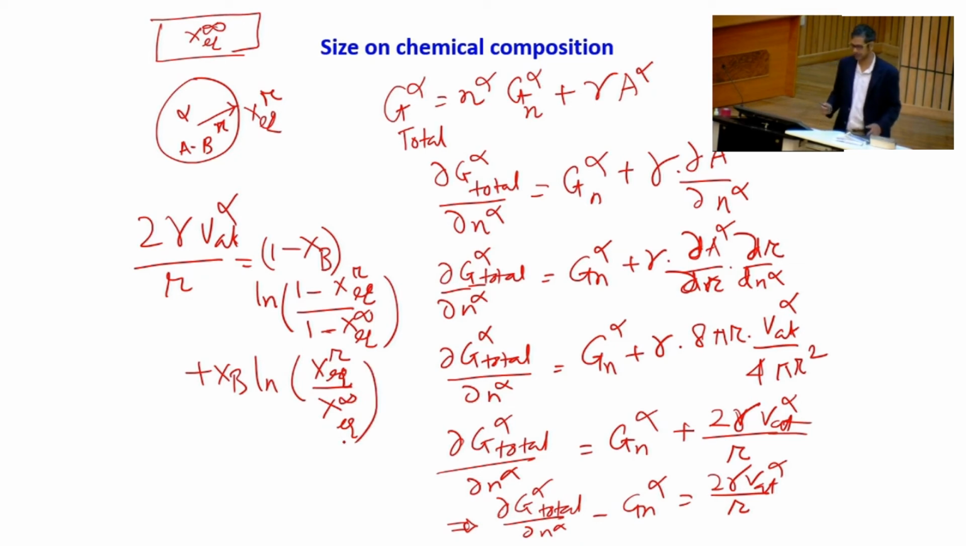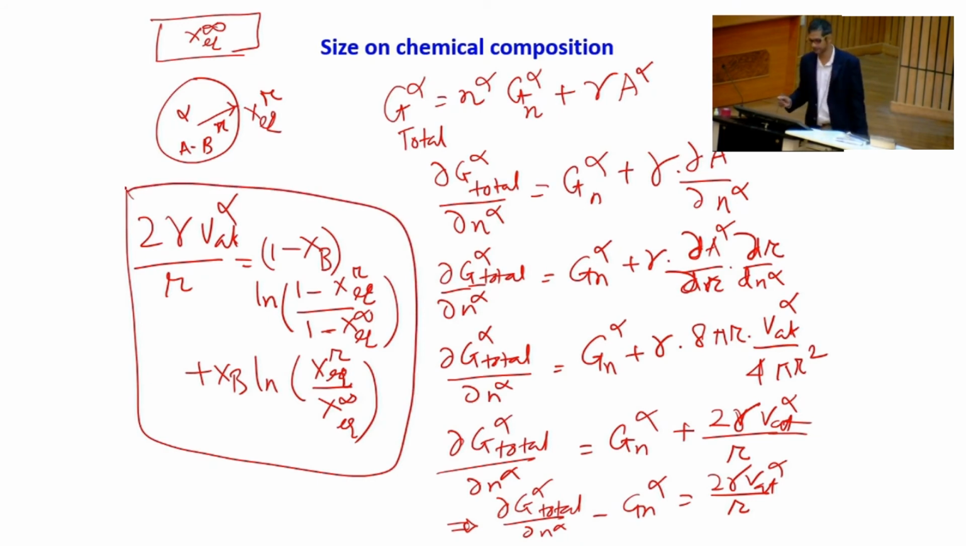You must be wondering how I am taking it as compared to bulk, right? Remember, this is total free energy, and we are subtracting the total free energy minus G n per mole actually. This differentiation is basically per mole, so we are doing it on a per mole basis. The difference of total free energy minus free energy of the bulk is equal to twice gamma V atomic alpha by r. This must be equal to the entropic term. The equation I have written here has a non-trivial solution, very difficult to solve. First of all, it is a logarithmic equation with one unknown term, that is x equilibrium at the surface for the radius of the particle r.